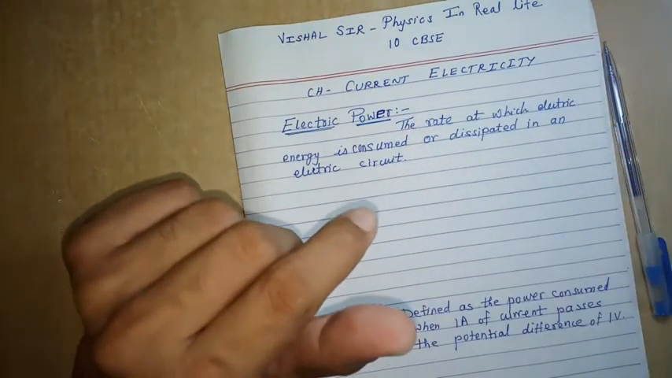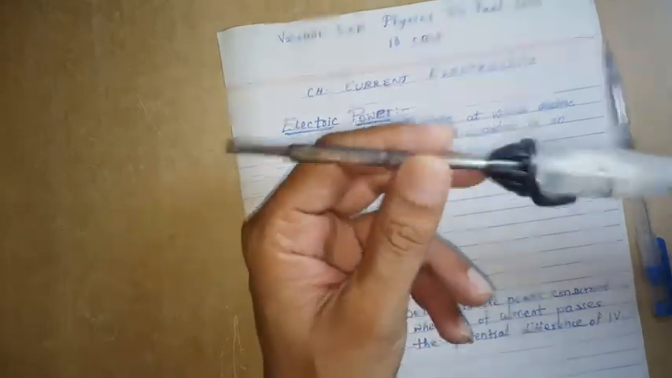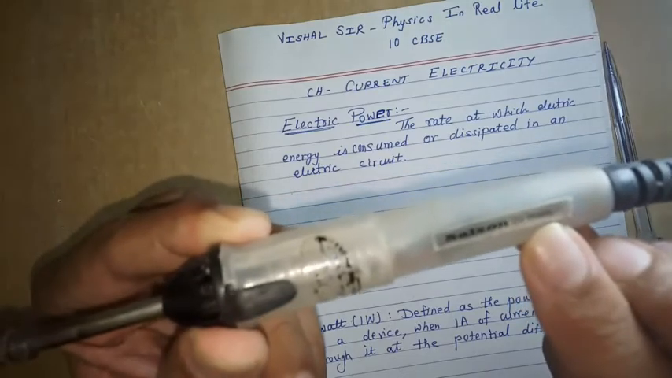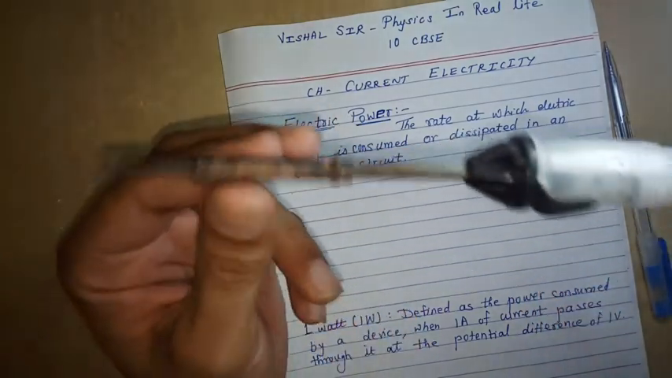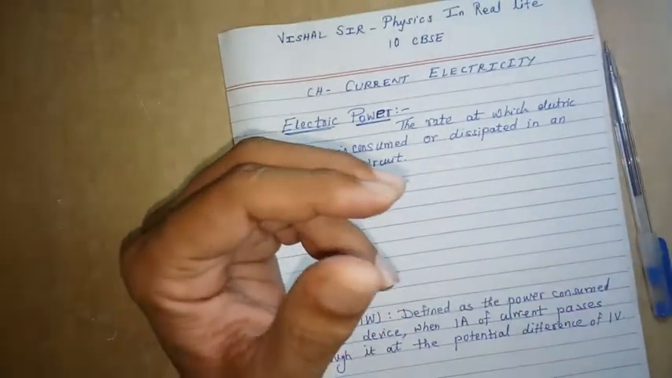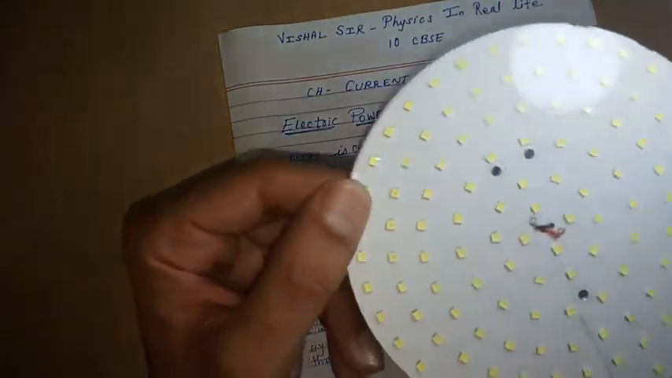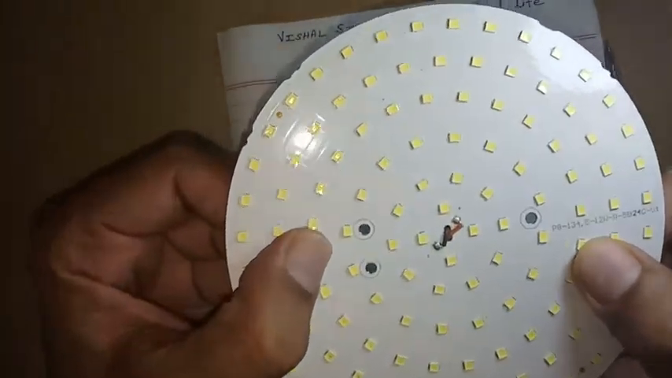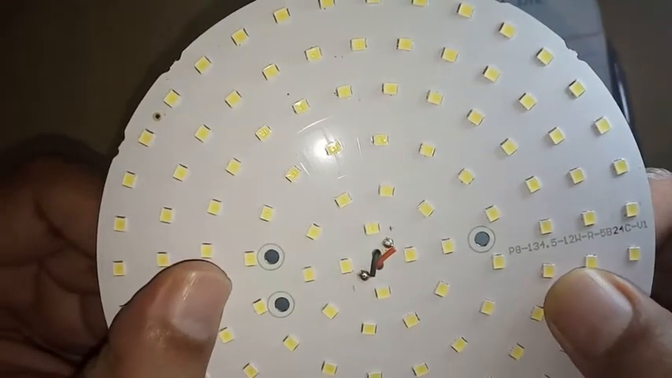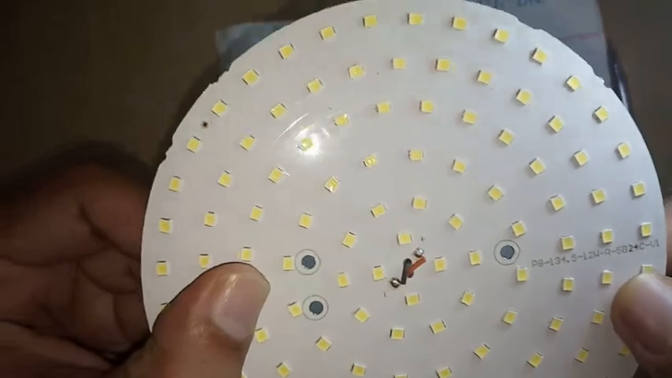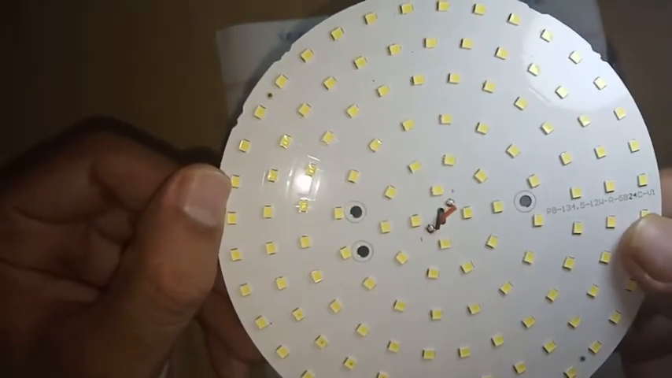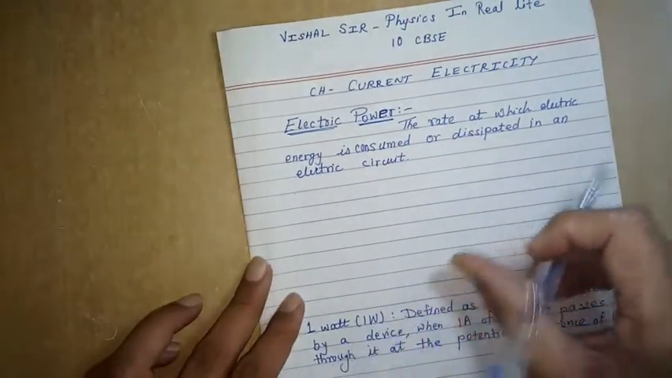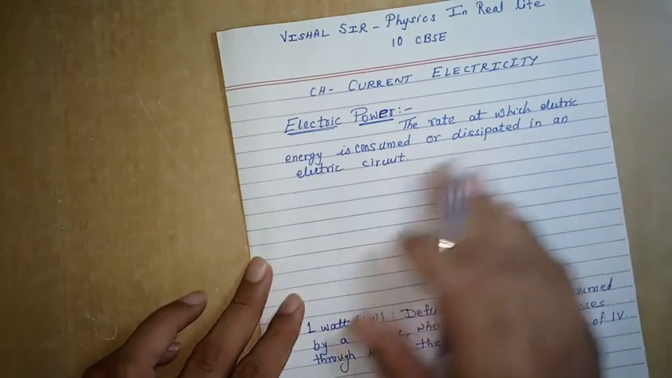Now another example, this is a soldering gun. Observe here it is written as 25 watt. This is the power consumption of that instrument. Another example, this is an LED series, LED light. Observe here it is written as 1.5 to 12 watt. This is again the power of that LED series. There are a lot of examples, iron press, again it is in the form of watt. So power is the rate at which electric energy is consumed or dissipated in an electric circuit.